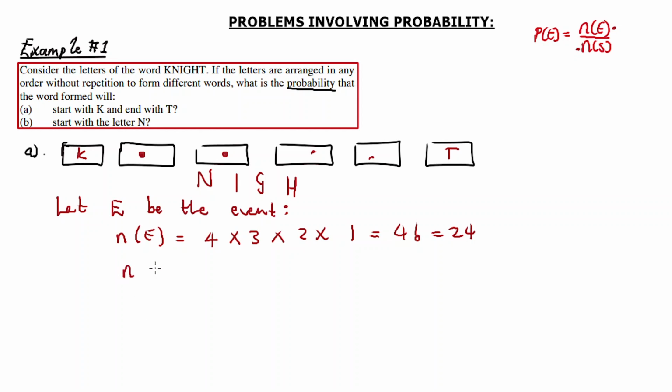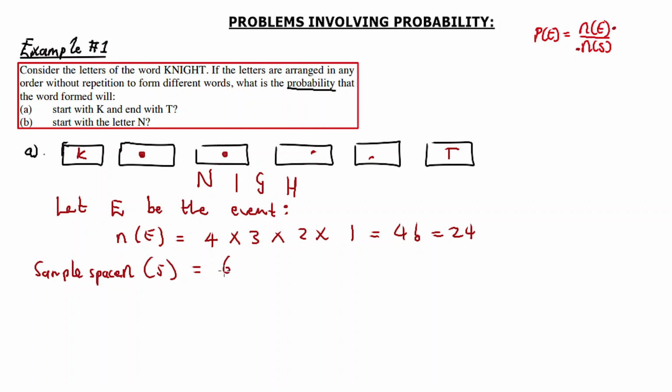Now let us calculate the sample space. The sample space is all the letters again. I mean that the sample space represents all the word arrangements, even including the case where the word starts with N and ends with T, and also the other words or word arrangements where the word does not start with N, maybe starting with I, G, T, or H. So it's all the word arrangements. That's our sample space, all the word arrangements.